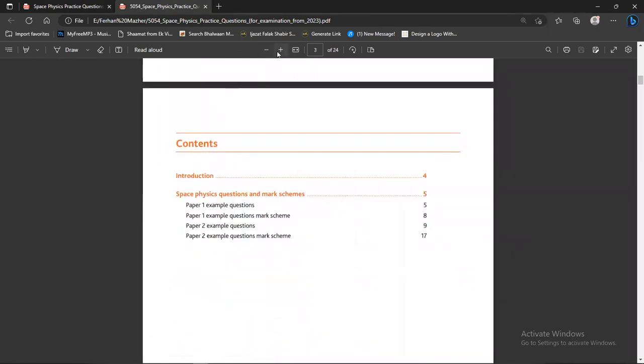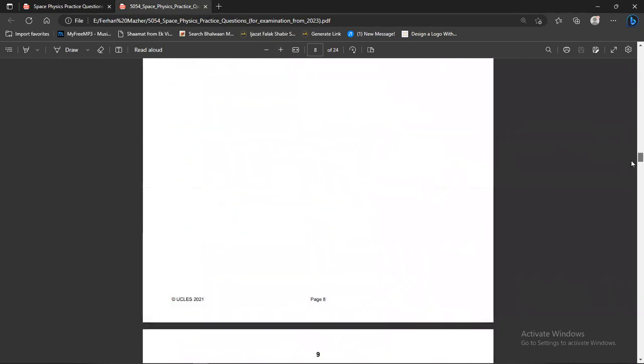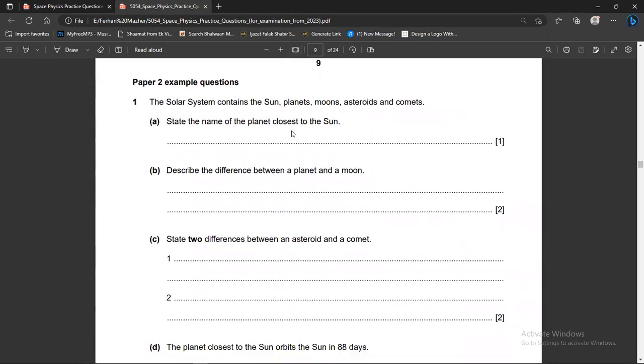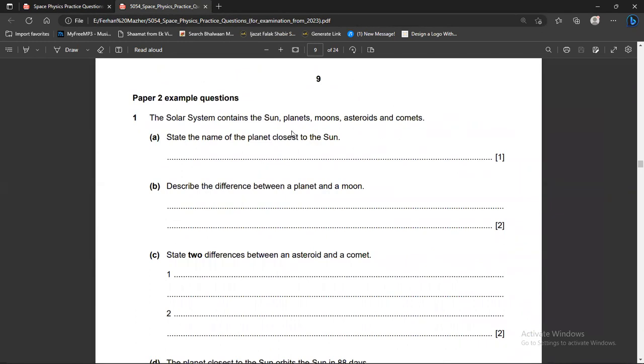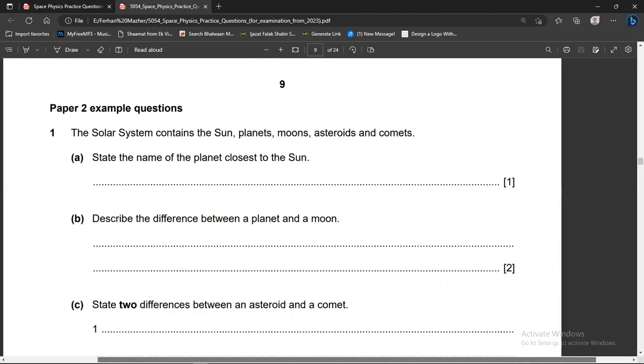The paper 1 questions I have already done. I have made a video on MCQs regarding space physics, and I have put that video, so you can watch it. Today we are working on the structured questions, which are from paper 2. These are example questions. Okay, so we are going to start today's work.